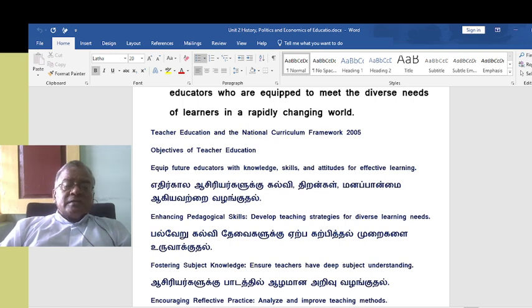Enhancing pedagogical skills. Develop teaching strategies for diverse learning needs.